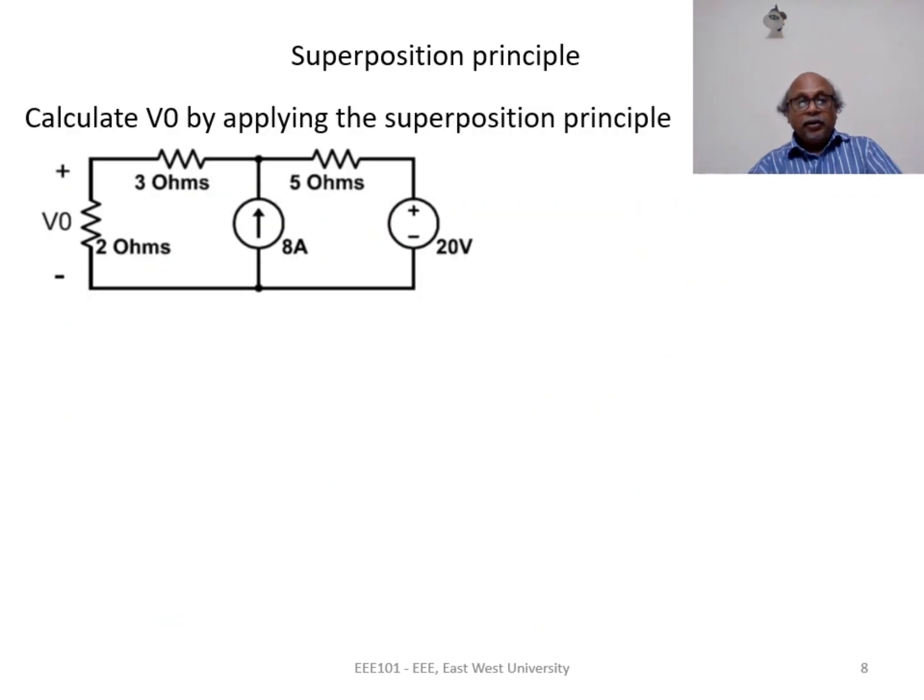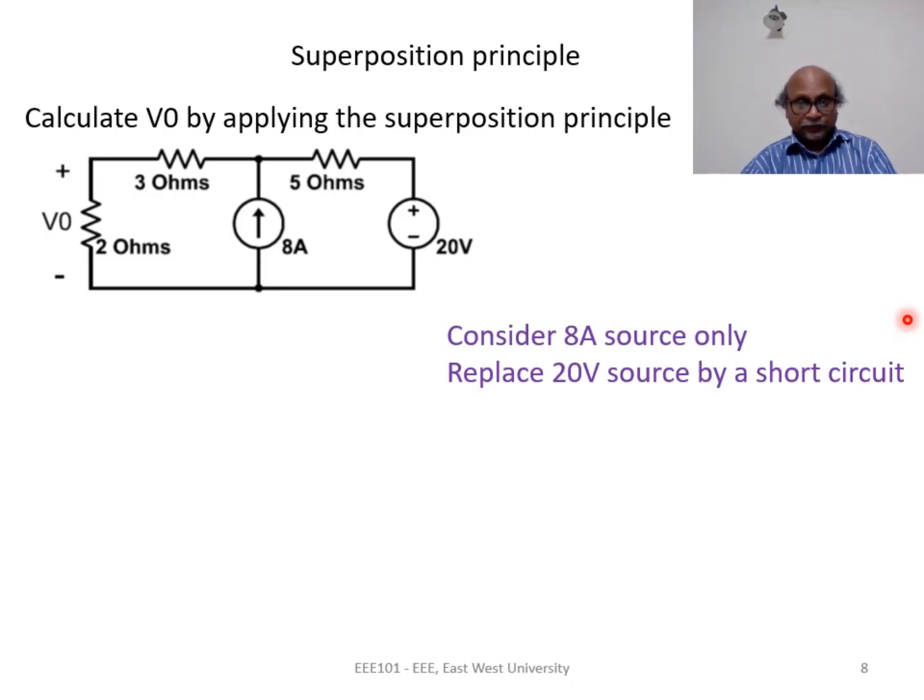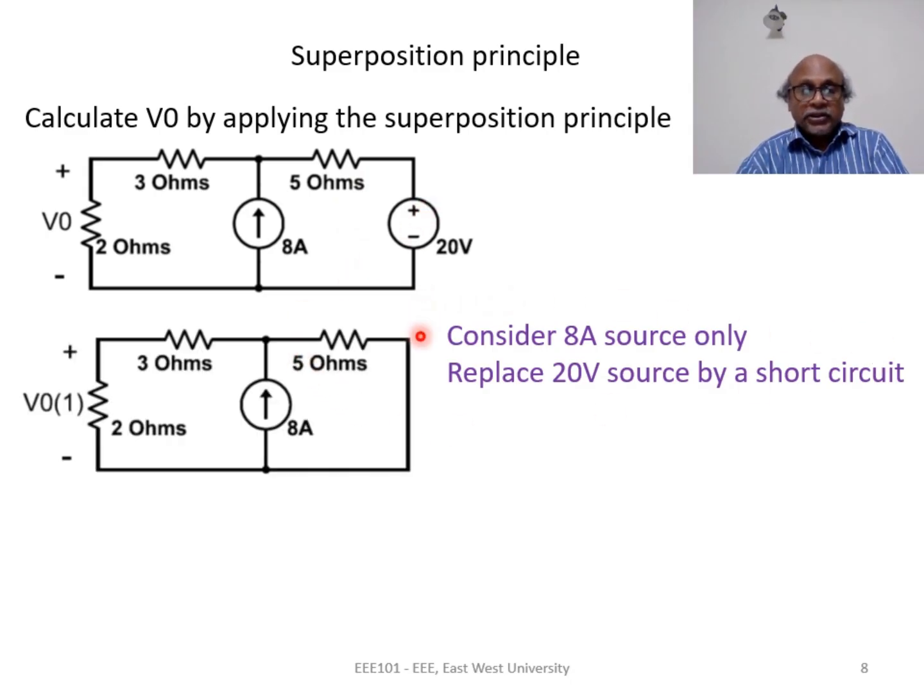We now look at an example. We want to calculate the voltage V0 across the 2 ohm resistance using superposition principle. We have two independent sources, the 8 ampere current source and the 20 volt voltage source. Let us consider the contribution from the 8 ampere source first. We will have to deactivate the 20 volt voltage source by a short circuit. Then the 20 volt source is replaced by a short circuit and we call the voltage across 2 ohms V01. V01 is the contribution of the 8 ampere current source only.